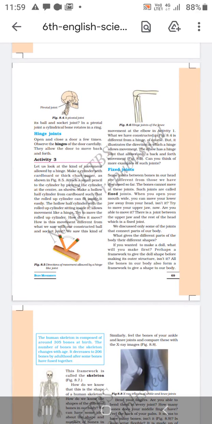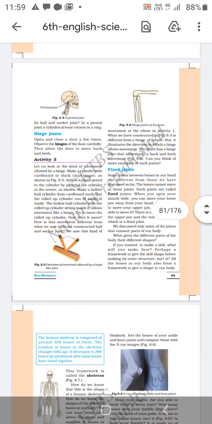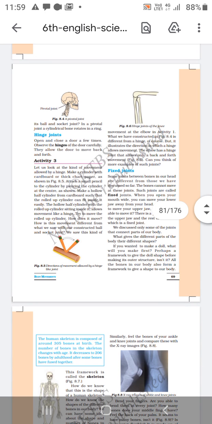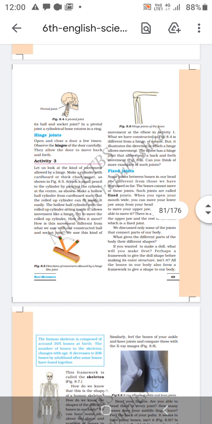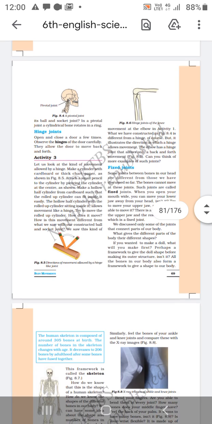We'll start with hinge joints. You see, when you open and close a door a few times, you observe the hinges of the door carefully. They allow the door to move back and forth. This kind of joint, which helps the body to move back and forth, is called a hinge joint. The elbow has a hinge joint that allows only a back and forth movement. Can you think of more examples of such joints?